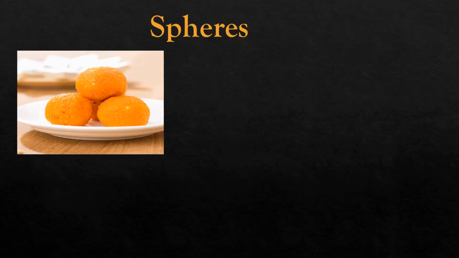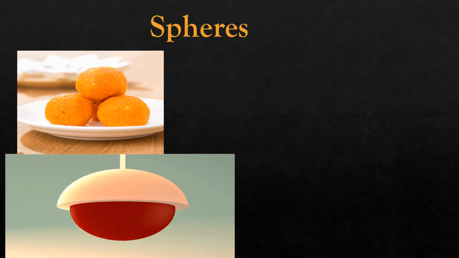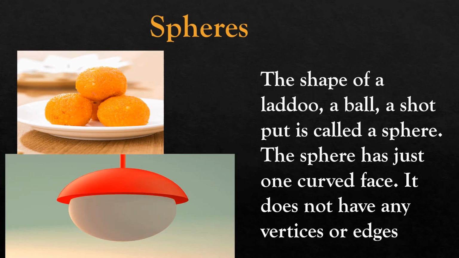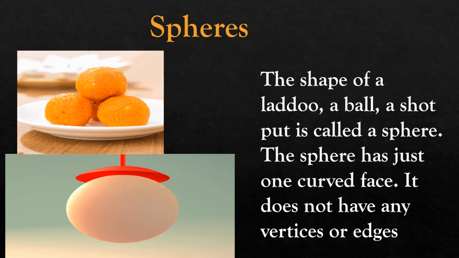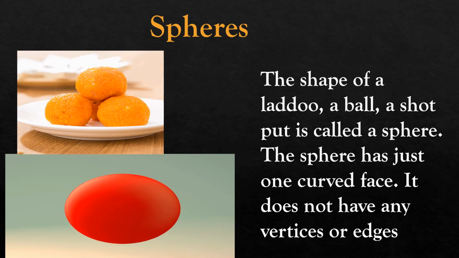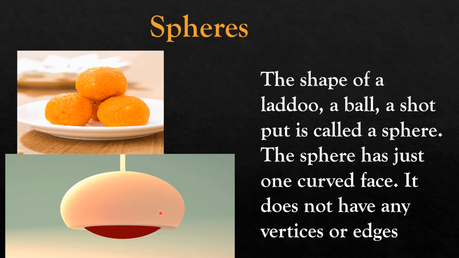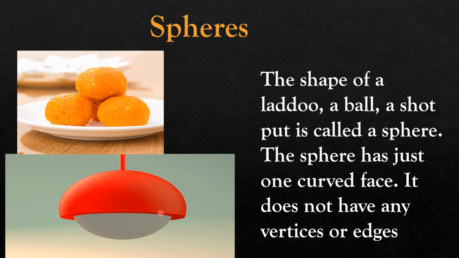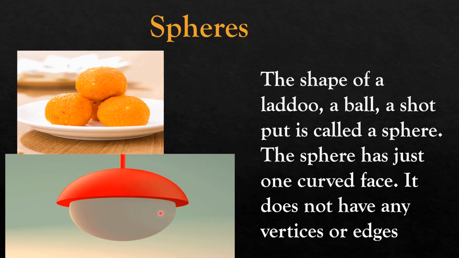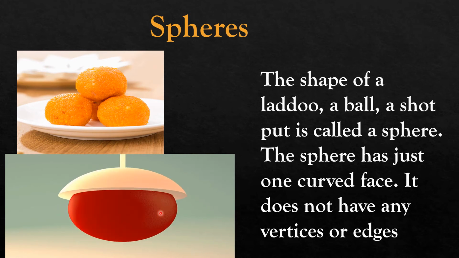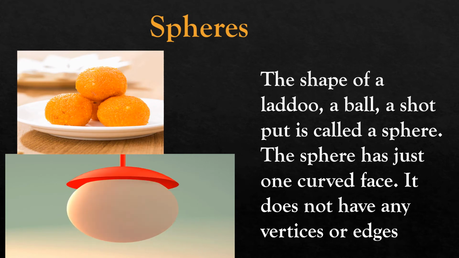Now we will see what spheres are. In this picture you can see the shape of a laddu, a ball, a shot put is called a sphere. The sphere has just one curved face. It does not have any vertices or edges. Spheres don't have any vertices or edges.